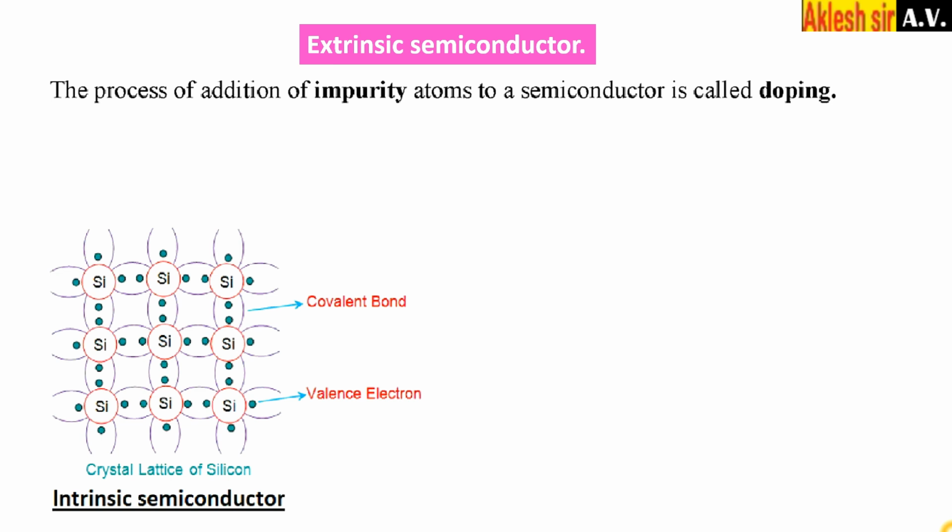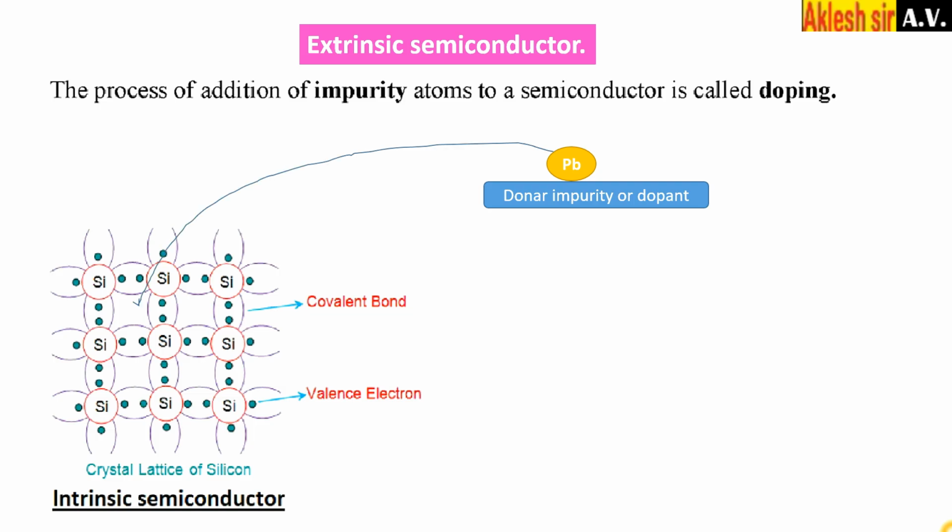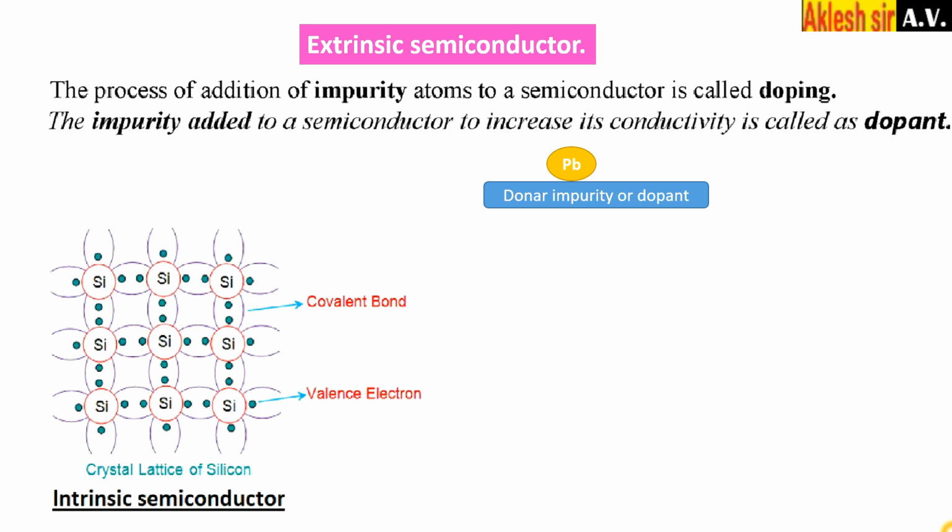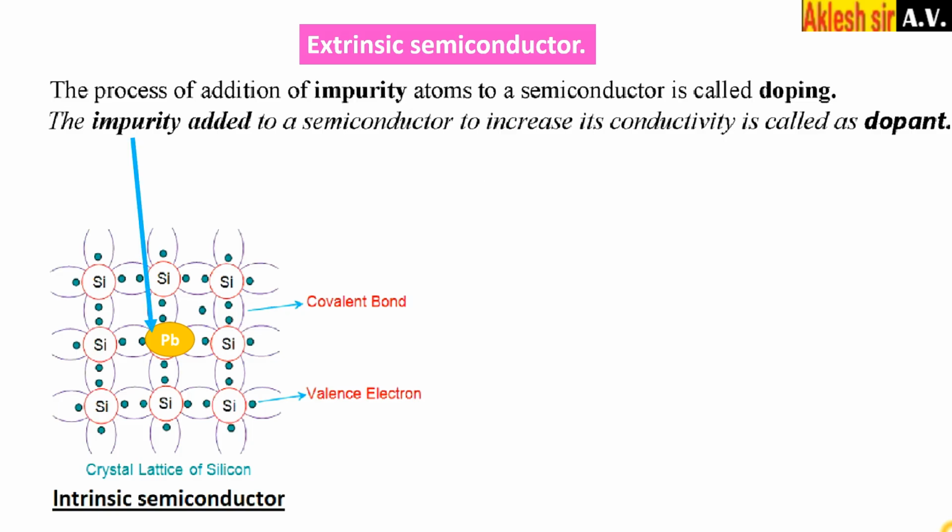So how to increase the conductivity of this intrinsic semiconductor? Suppose I take impurities like lead, Pb, which is known as donor impurities, and I add this to the semiconductor. When I add these impurities to the pure, intrinsic semiconductor, that process is known as doping. The addition of any impurity atom to the semiconductor is known as what? Doping. When this impurity is added to the semiconductor, it will increase the conductivity.